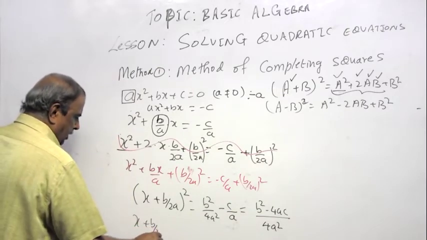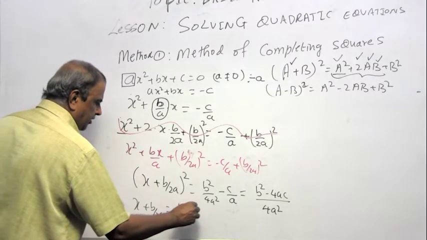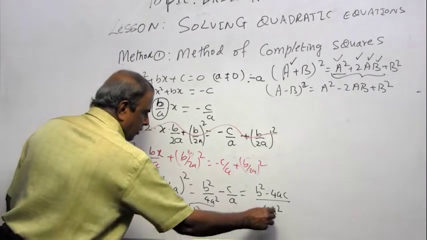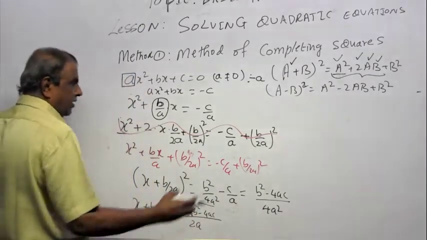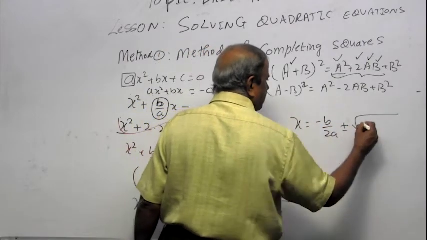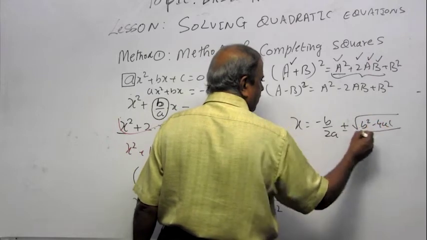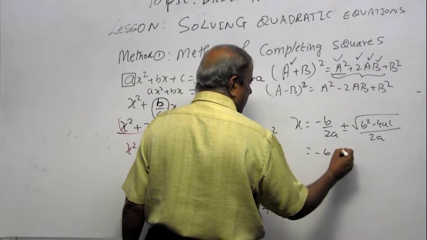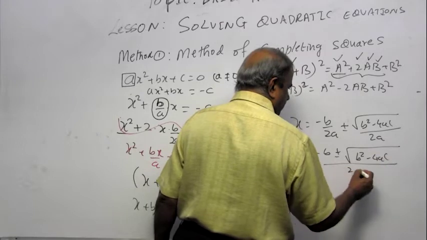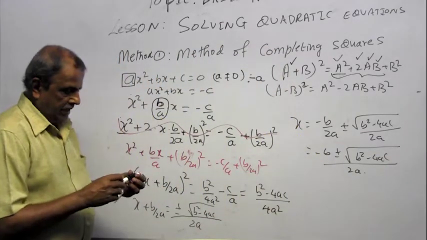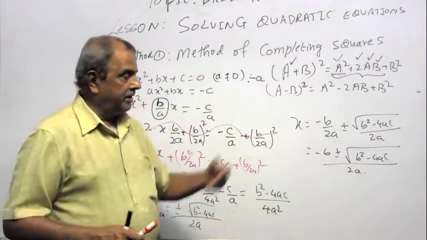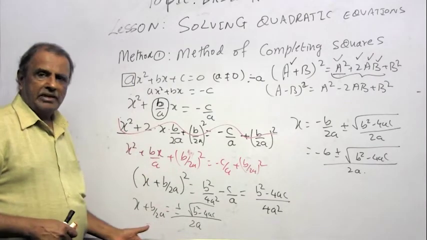So x plus b over 2a equal to plus minus square root of b squared minus 4ac over square root of 4a squared, which is 2a. So x equal to minus b over 2a plus minus root of b squared minus 4ac over 2a, which is a formula you are familiar with. So, indirectly, the formula you got in the formula book or what you remember is basically completing squares.